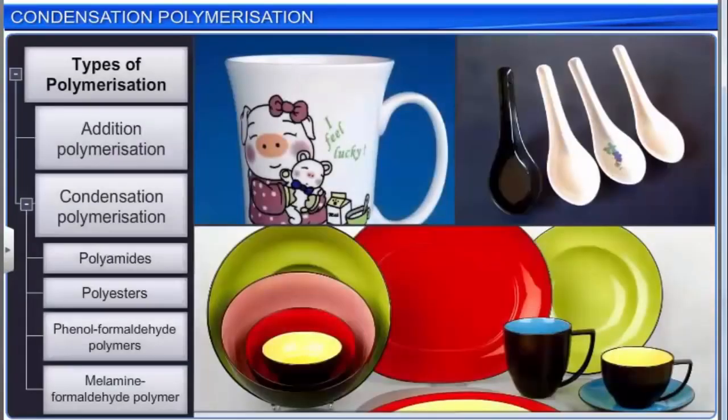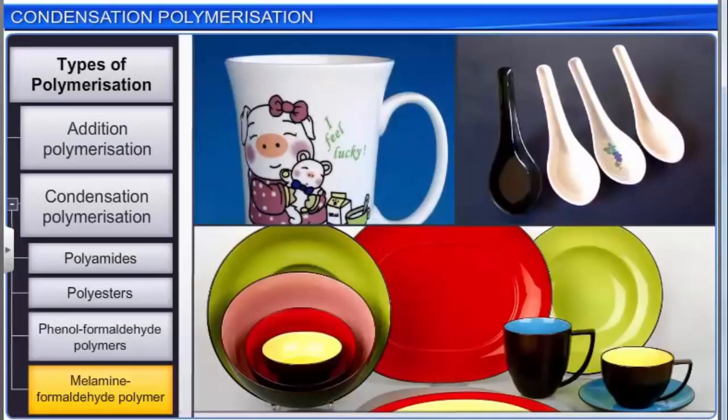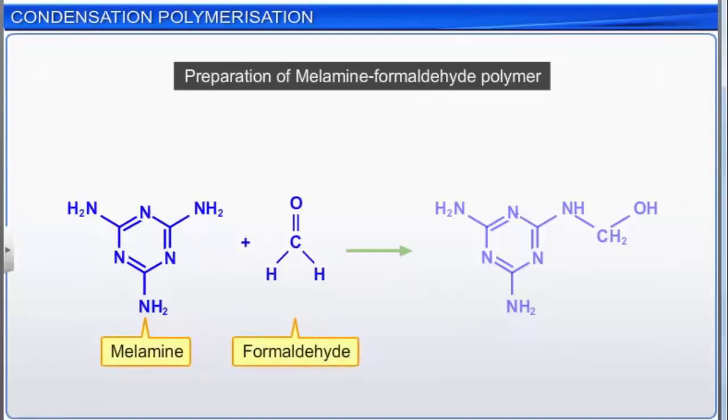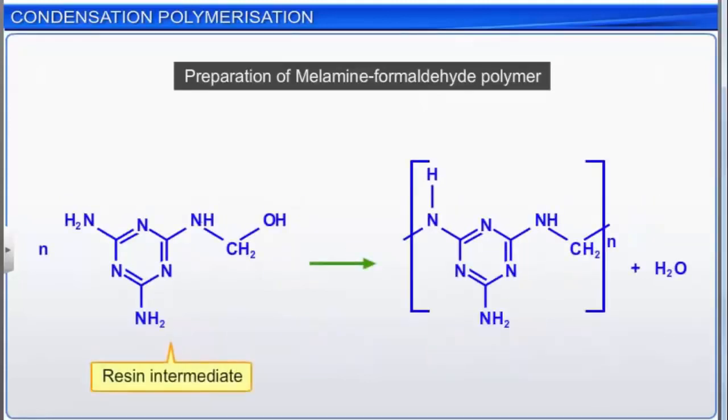Another important condensation polymer is the melamine formaldehyde polymer. The first step in the formation of this polymer is the reaction between melamine and formaldehyde, which results in the formation of a resin intermediate. The resin intermediate undergoes condensation polymerization to form melamine.